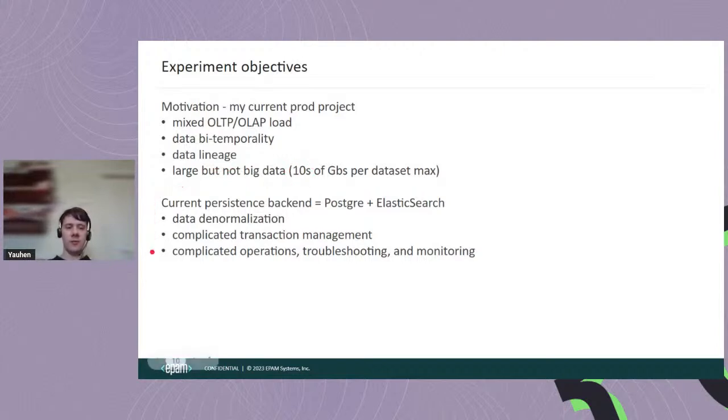The current solution that we use in production is a combination of Postgres and Elasticsearch, which obviously entails some data denormalization and complications to transaction management, because we have to coordinate two disparate systems, and the design actually looks very similar to two-phase commit. And finally, we have some complications with operational activities, troubleshooting, and monitoring the system.